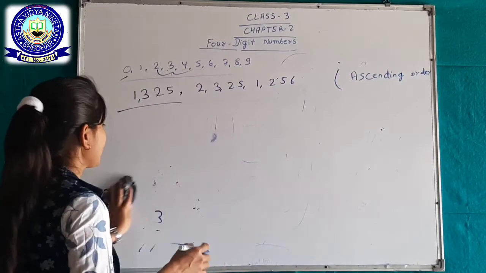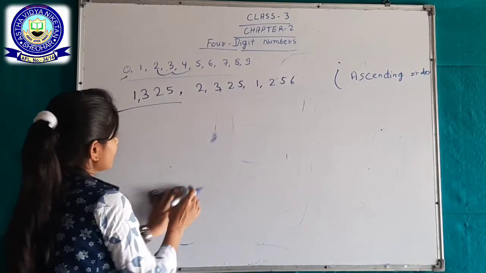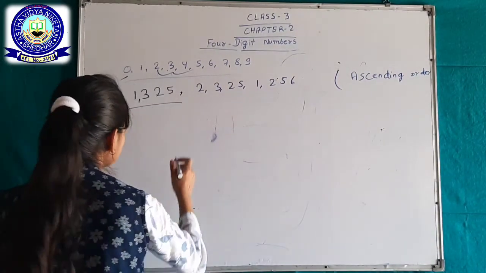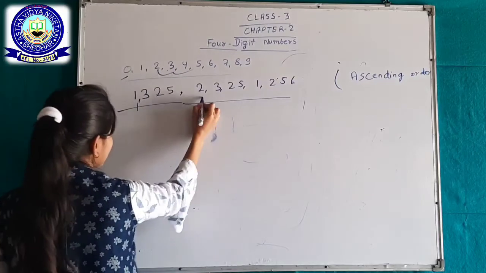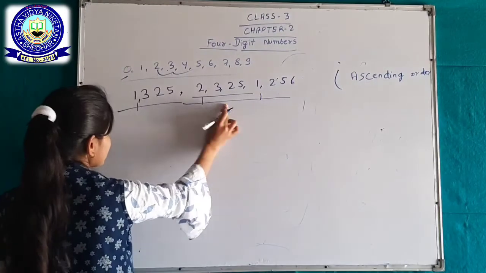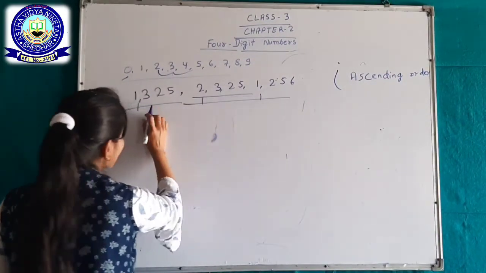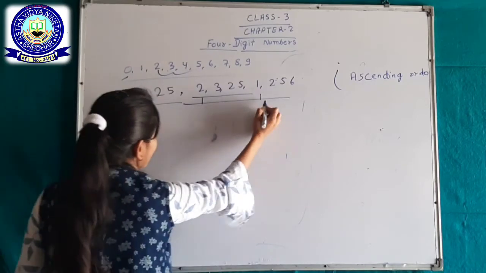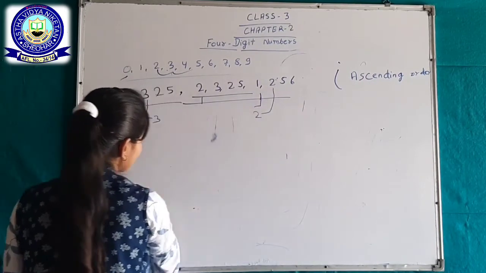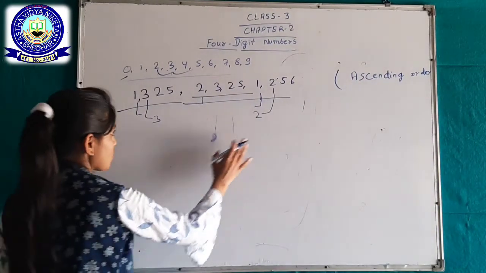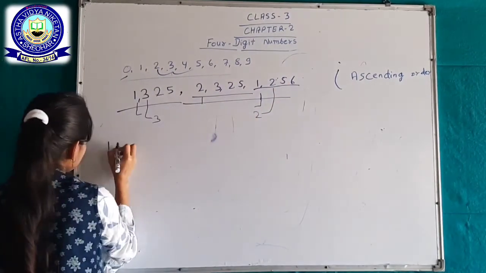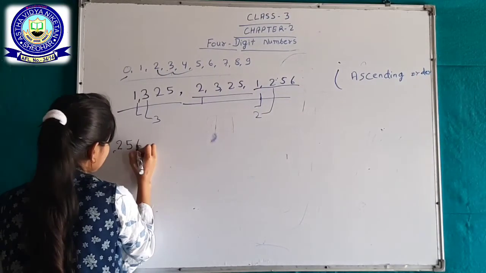First of all, you have to compare these numbers, which is the smallest. The smallest number in this series. Here is 1, here is 2, and here is 1. This is the largest number of this series. Then leave it, and we have to compare these two numbers. Here is 1, and here is also 1. Here is 3, and here is 2. In ascending order, we have to write first of all the smallest number of that series. So 1,256 is the smallest number of this series.